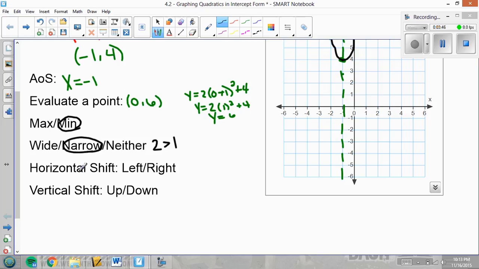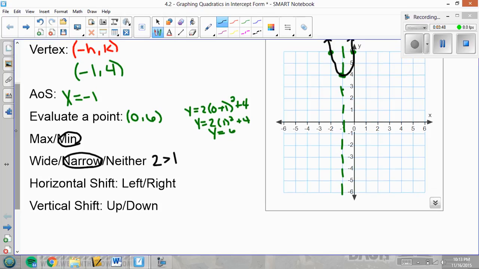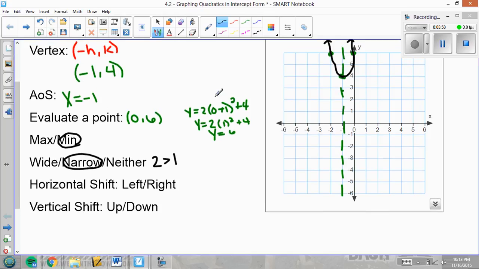And my horizontal shift, you're looking at x of your vertex, so -1. From 0 to get to -1, we know we went left. And my vertical shift, I'm looking at 4, so I went left and up 4 to get to my vertex. So I went left and up. So that's what we did yesterday.